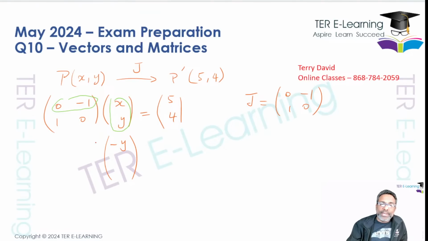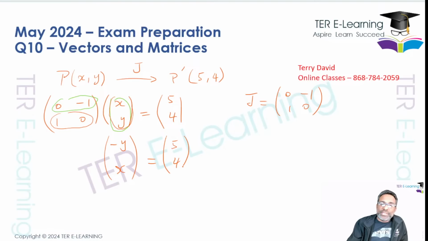And the next one here now, we're going to take this row and multiply by this column here. So 1 by x will give me x, 0 by y will give me 0. So therefore, this here is going to be x. And that is equal to 5, 4.